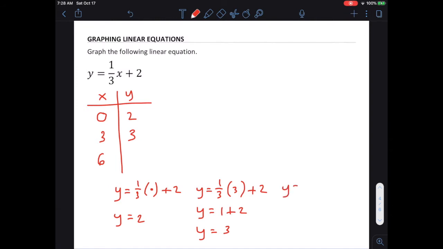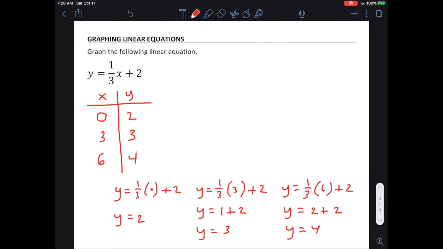So I have x equals 6, 1/3 times 6 plus 2. And if we think in terms of the same thing, 1/3 of 6 is 2. So we have y equals 2 plus 2, or y is equal to 4.